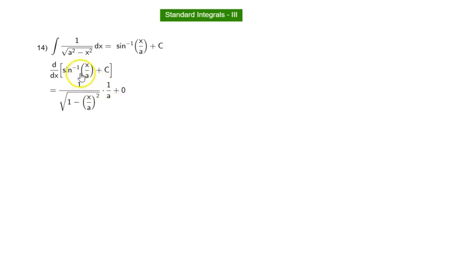Let us look at some more standard integrals. Integral of 1 by square root of a square minus x square dx is equal to sine inverse of x by a plus c. So again, differentiate the right hand side, and of course you should be knowing that the derivative of sine inverse of x by a is 1 by square root of 1 minus x by a squared times 1 by a plus 0. So now simplify this.